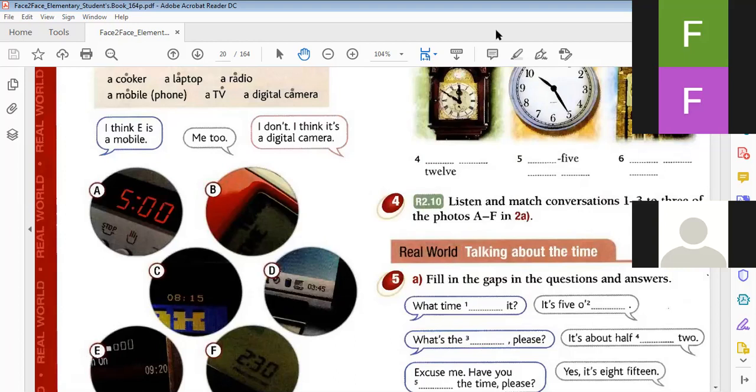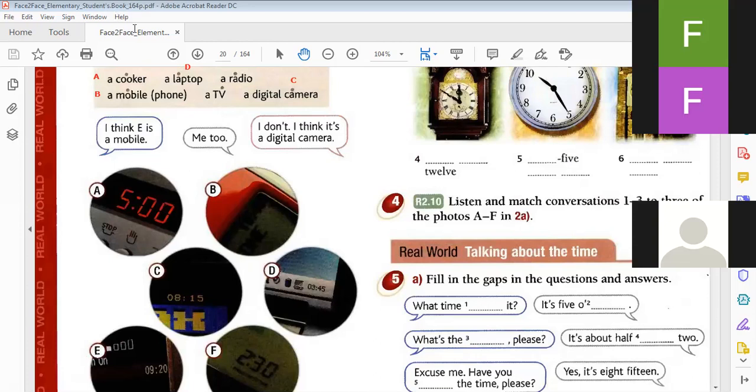A cooker. Cooker, maybe? Okay, let's put A in front of cooker. So maybe it's a cooker. What about B? What's B? A mobile phone. Maybe mobile phone? Okay. What about C? What's C? Digital camera. Maybe digital camera? Maybe. Okay. What about D? Laptop, maybe. Yeah. What about E? What's E? TV. I think a mobile phone. E, maybe mobile phone. Yes.